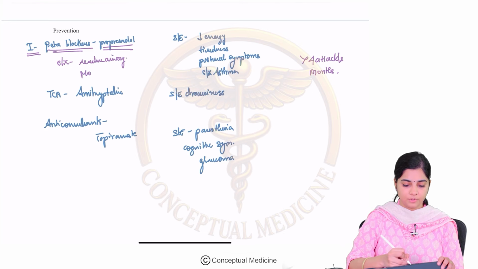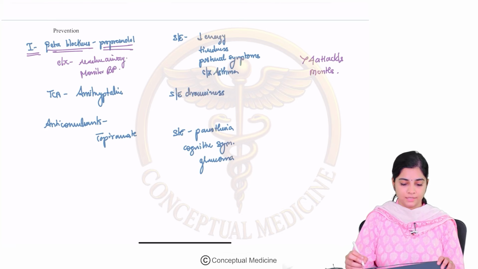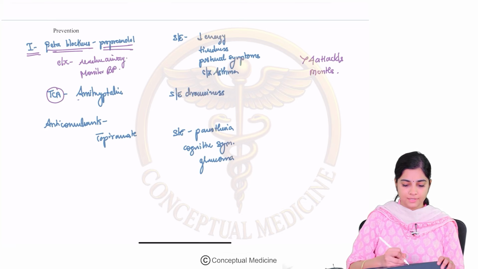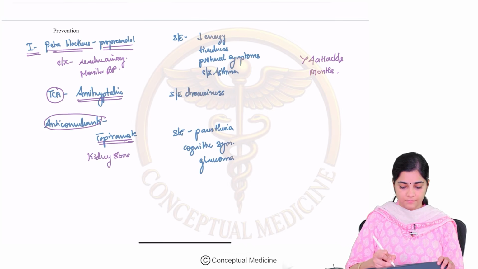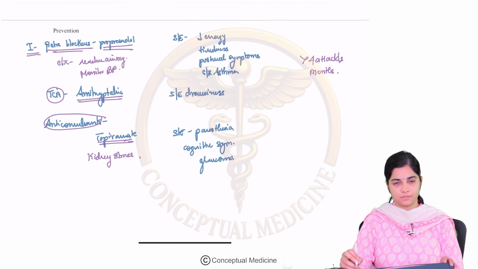Okay, and always monitor the BP before initiating these agents. Then you have tricyclic antidepressants like amitriptyline and anticonvulsants like topiramate. Topiramate has a high risk of formation of kidney stones. So you remember this much. So these are your class 1 drugs.